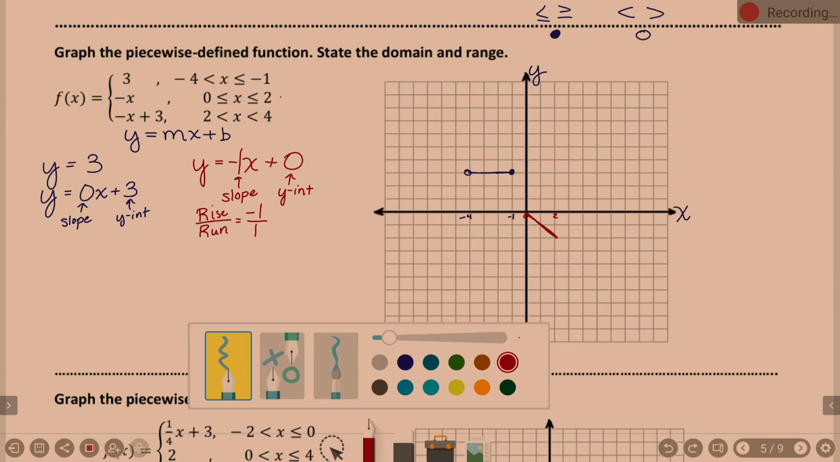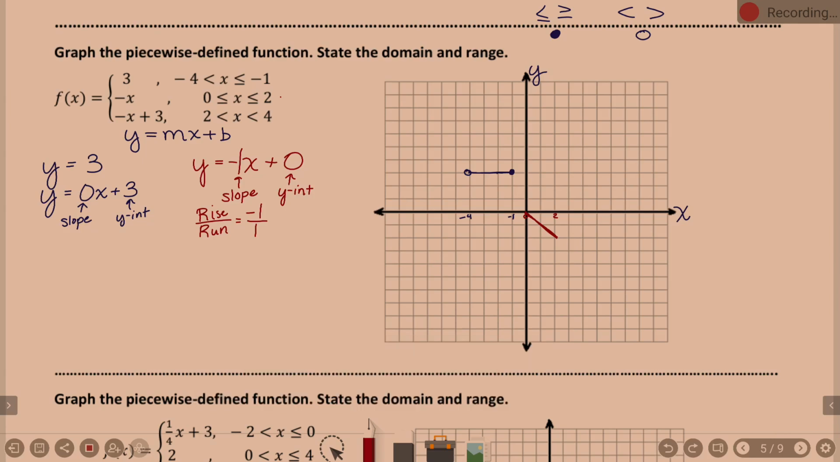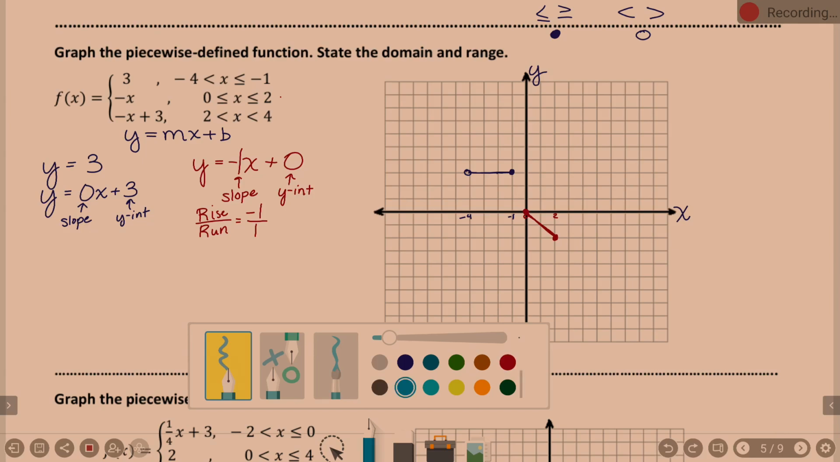Okay, endpoints. Can you figure out endpoints? 0 less than or equal to x, less than or equal to 2. Close. They both have the equal to, so they're both closed circles, filled in circles. Make them obvious. Make the points there so we know. And piece 3. Ready for piece 3?